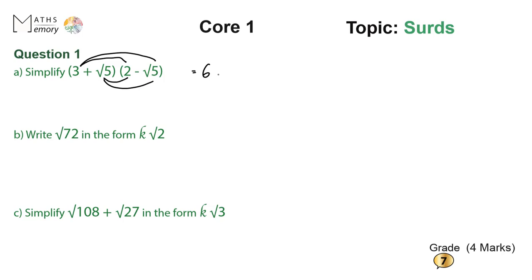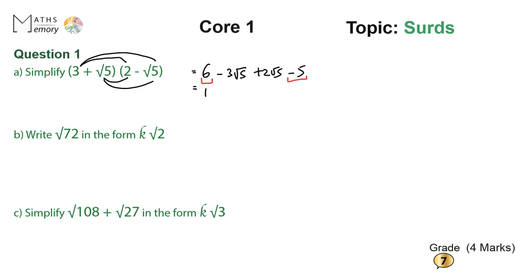3 times minus root 5 is simply minus 3 root 5. Root 5 times 2 is going to be plus 2 root 5, and root 5 times minus root 5 is going to be minus 5. If you simplify these things together, we're going to do it over here like this. All the number terms, 6 minus 5, that will give us obviously 1.